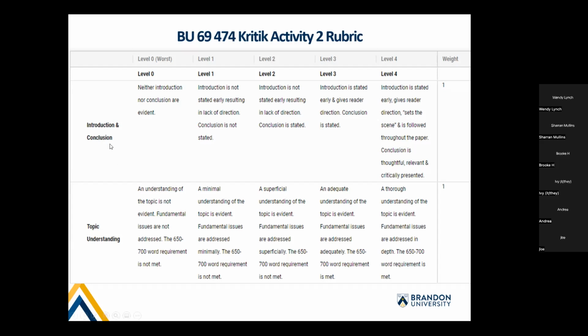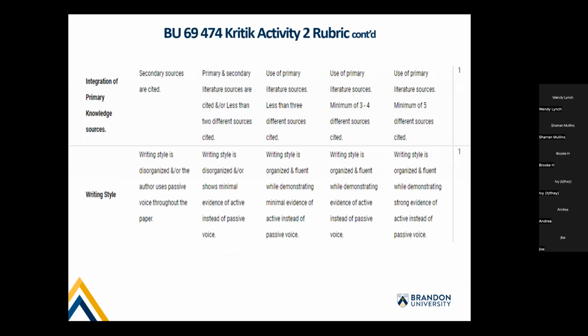So, intro and conclusion. The topic understanding piece was another criteria that was worth 1. This took me a lot of time because none of the critic rubric samples for what I was using, for philosophical perspectives or the intro course, met my needs. And so, looking at the next criteria, integration of primary knowledge.